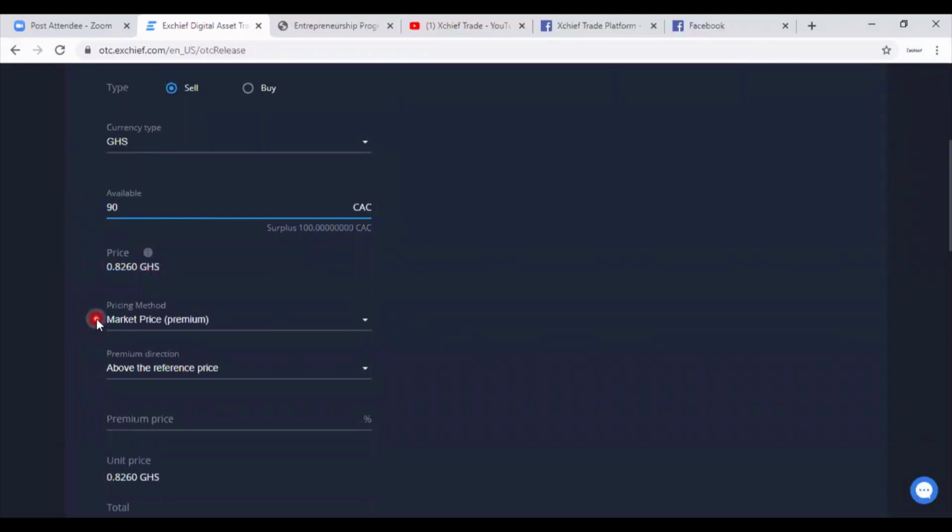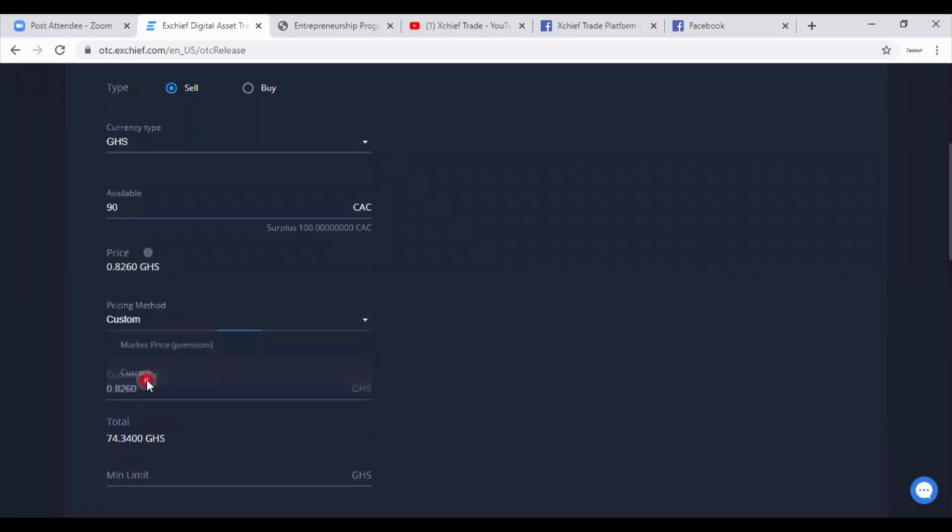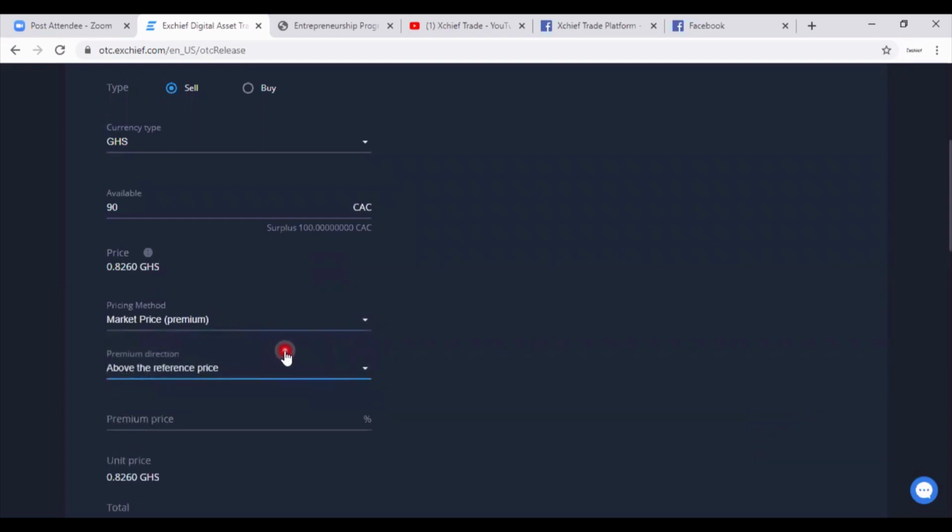Okay, so we come to the pricing method, and you realize that there's a drop down arrow here where, when you drop it down, you have the option of either market price premium or the custom premium. And when you choose the custom premium, it means that you have to actually put in your own price. So depending on which price you want to sell, if it's 70 pesos or 50 pesos, you have to choose that price yourself. But if you choose to keep this option at the market price premium, it means that this is a price that the system automatically picks up, and that is the price you will be selling your CAC at.